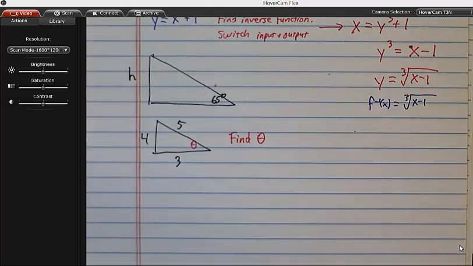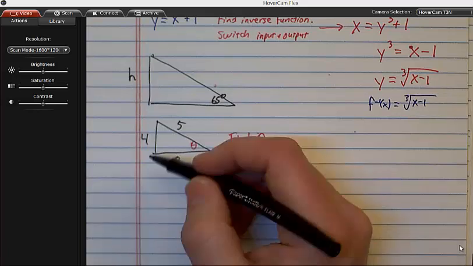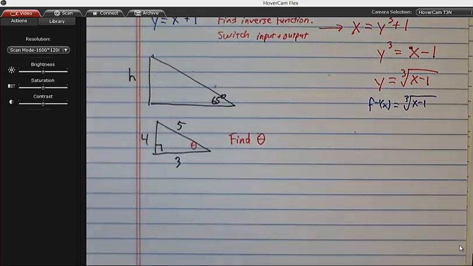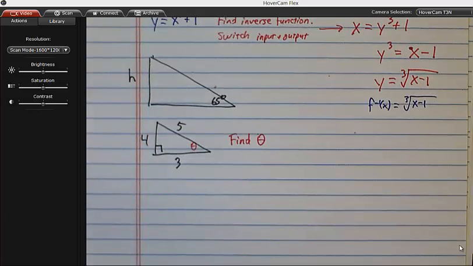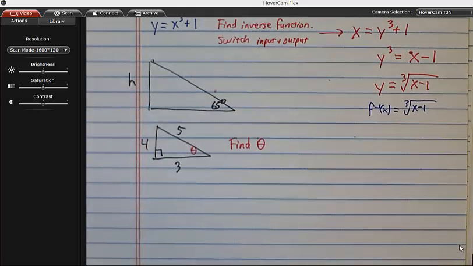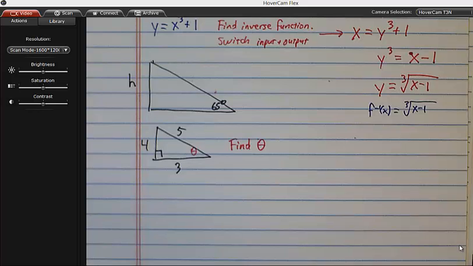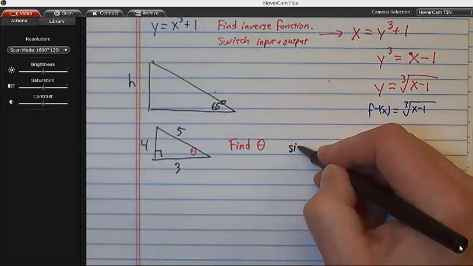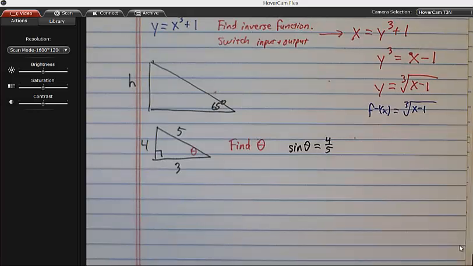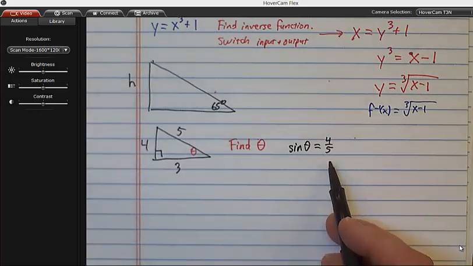Well, the first thing you could do is write down a trig equation, right? So this is a right triangle, we know that. So what would be a trig equation that corresponds to this? Okay, now that's an equation, right? 3 squared plus 4 squared equals 5 squared. That's the Pythagorean theorem. But how about an equation involving a trig function? Sine of theta is equal to 4 over 5. Right? That's a trig function.